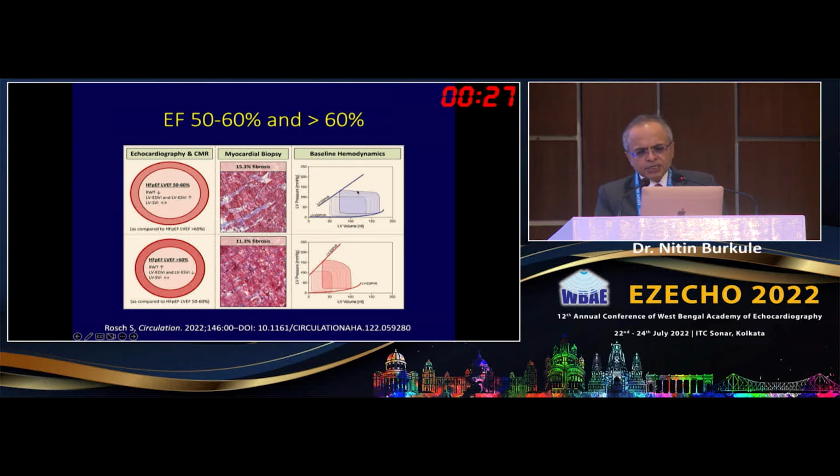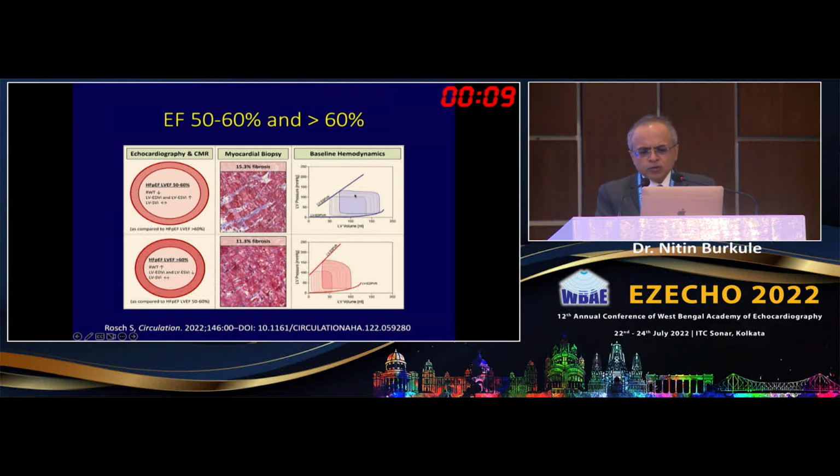And you can see that patients between 50 to 60% still had a low contractility. If you look at the end systolic pressure volume relationship, they had larger volumes. Their biopsy showed more fibrosis. Their extracellular volume was expanded. So even between 50 to 60, they were behaving like HFrEF.